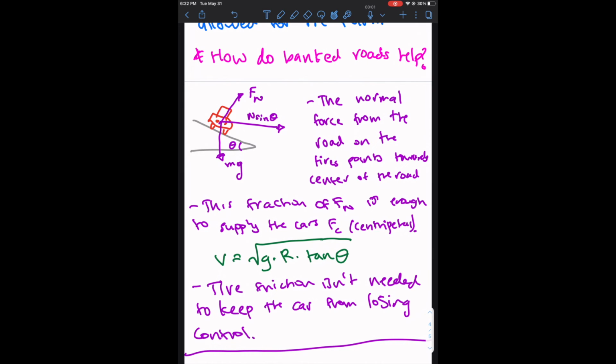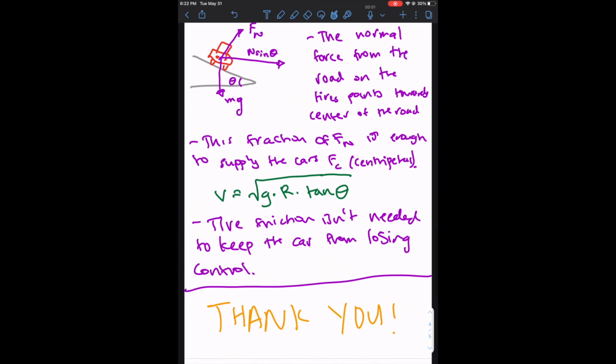And because this dependency shifts to the normal force of the car rather than friction, friction is no longer needed to keep the car from losing control. As a result, banked roads are a good solution for cars when they're turning on curved roads.